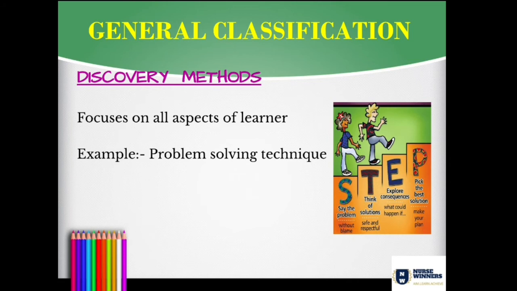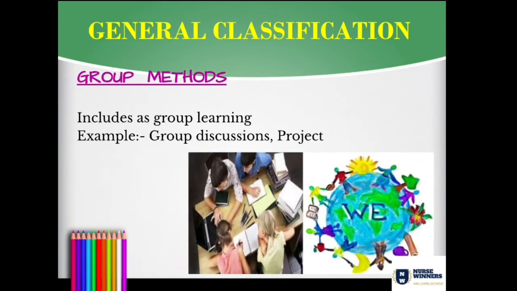Next method is discovery method, wherein a teacher will discover each aspect of a learner. Especially she will first look at the problem of the student, then she will think of the solutions to solve that problem. At the same time, the teacher should think about the consequences of that solution. First, identify the problem. Second, list down various solutions. Third, identify the consequences of those solutions.